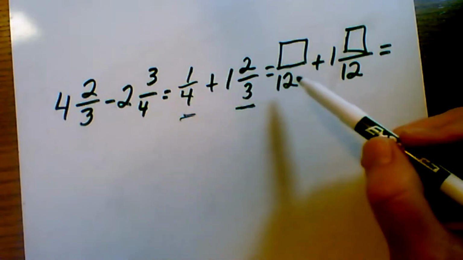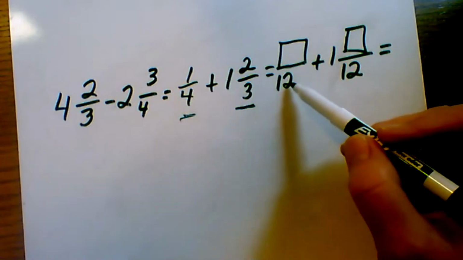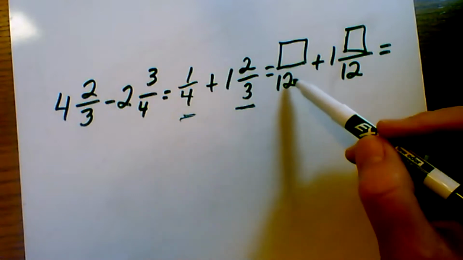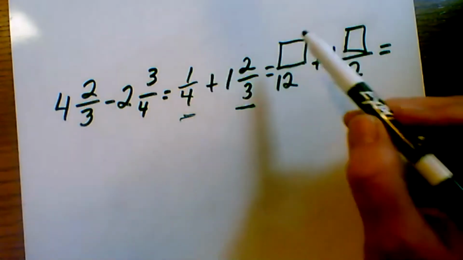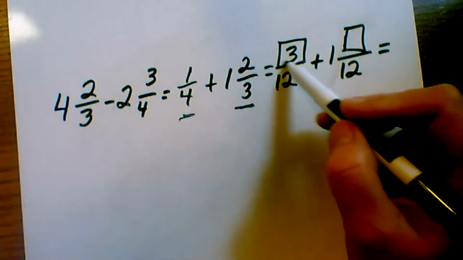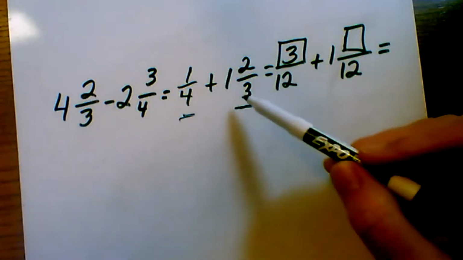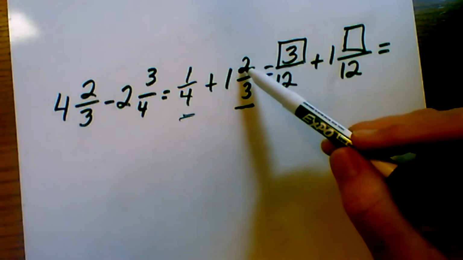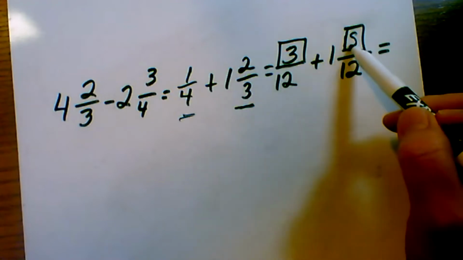So 1/4, well, 4 goes into 12 3 times. So if I multiply 4 times 3, I get 12. So I have to multiply 1 times 3 and get 3. And then here, 2/3, 3 goes into 12 4 times. So I'm multiplying 2 by 4 and I get 8.